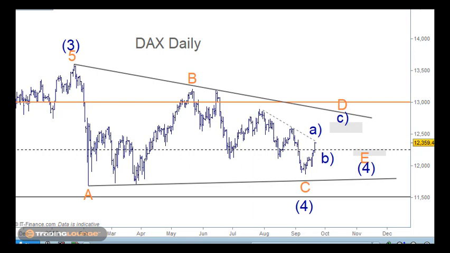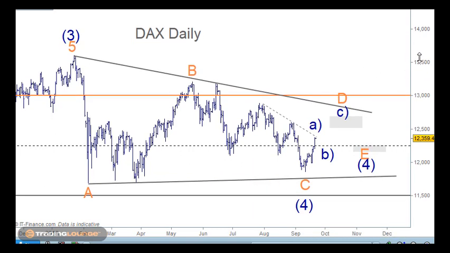Starting with the DAX here on the daily chart. We know we've got wave 3 here. We're looking at an A and a B and a C wave here. We can have wave 4 in place here. I know this doesn't make a very nice C wave here at all.